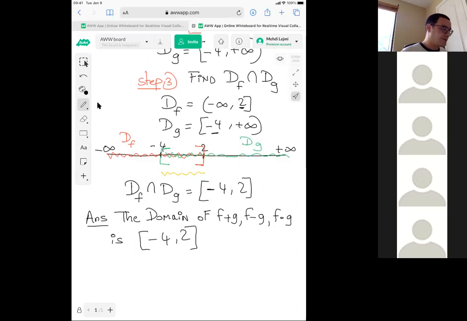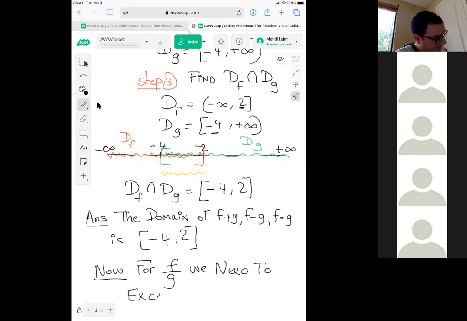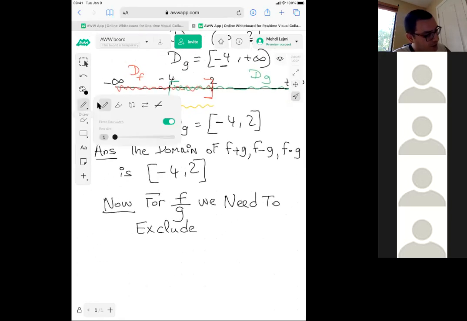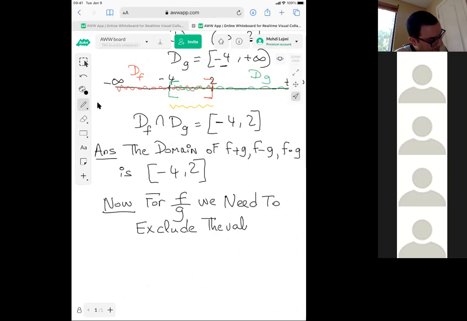We're almost done because we are also interested in the domain of f over g. For f over g, we need to exclude the values of x where g of x is 0.